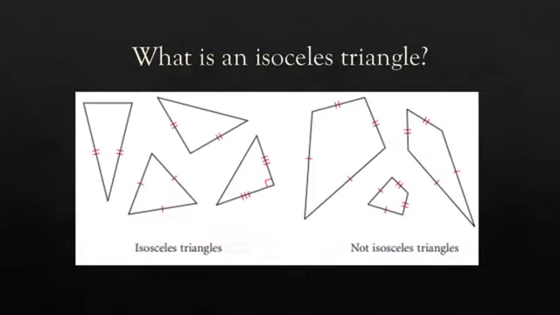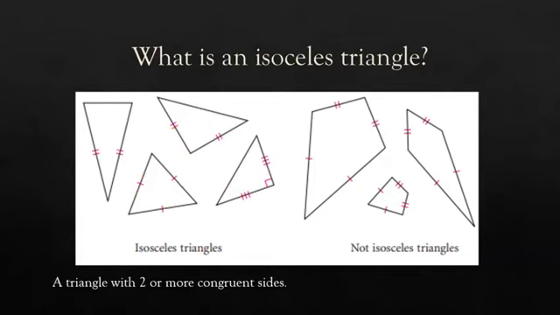What is an isosceles triangle? Over here we have isosceles triangles and over here we don't. In fact, none of these are triangles. What do you notice about the isosceles triangles? This one shows two side lengths the same, two side lengths the same. This one shows three side lengths the same. And this one shows two side lengths the same. So is it a triangle with two sides the same or two or more sides the same? Based on this picture saying it's an isosceles triangle, I think we need to go with a triangle with two or more congruent sides.